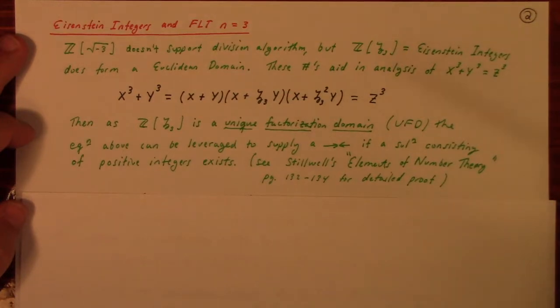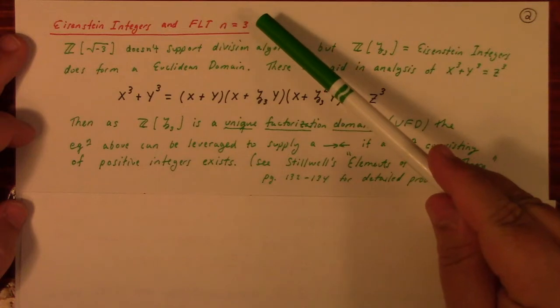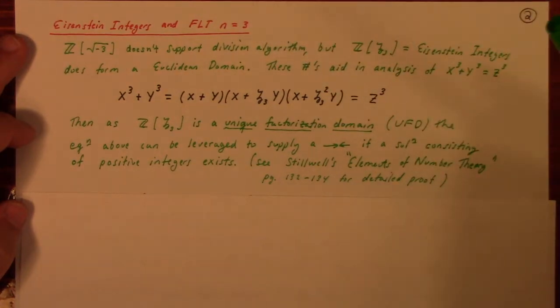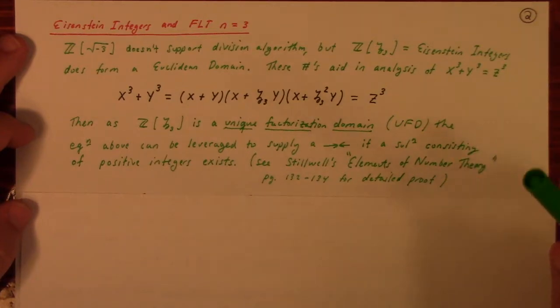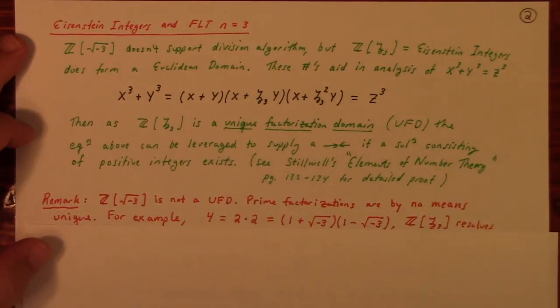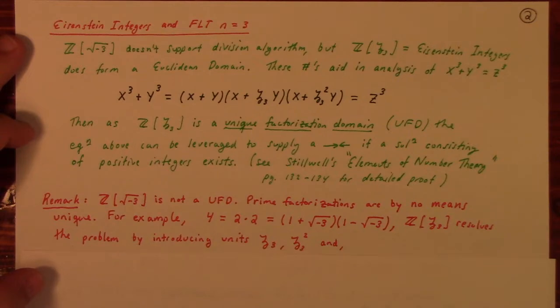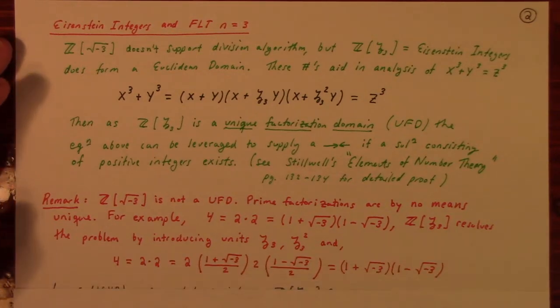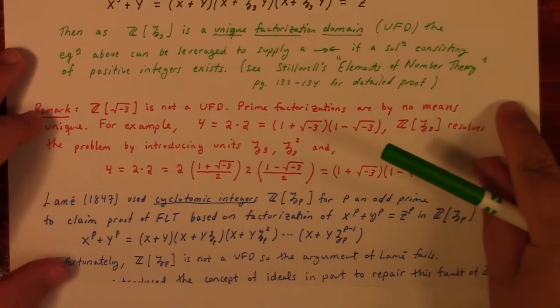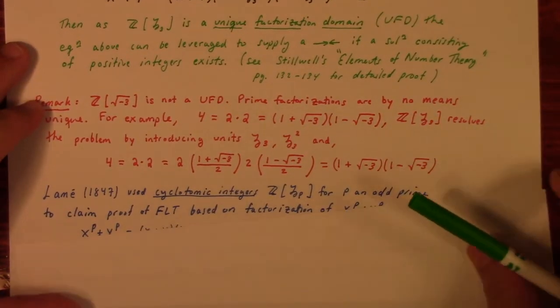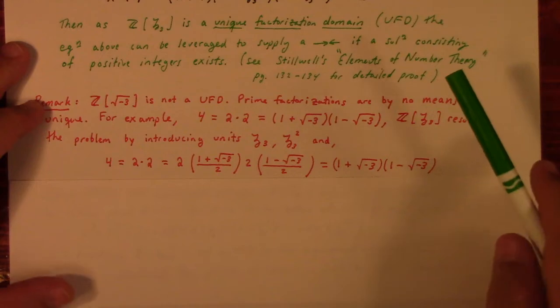But this is just a specific case, right? Fermat's last theorem is for any n greater than 2. So this is just a very small part. Okay? And just to let you know, this is kind of interesting. Why can't you just use Z adjoin the square root of minus 3? Well, Z adjoin the square root of minus 3 is not a unique factorization domain.